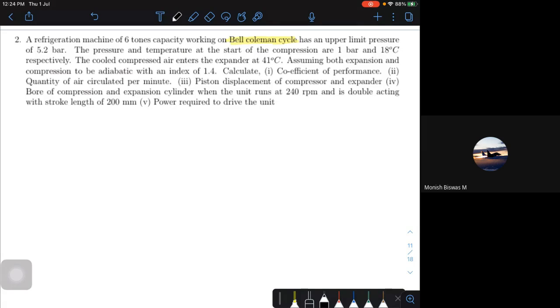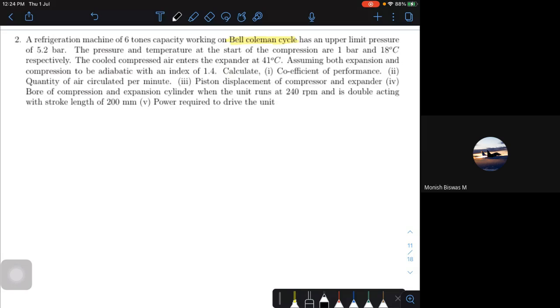A refrigeration machine of 6 tons capacity working on the Bell-Coleman cycle has an upper limit pressure of 5.2 bar, and the pressure and temperature at the start of the compression are 1 bar and 18 degrees Celsius respectively. The cooled compressed air enters the expander at 41 degrees Celsius. Assuming both expansion and compression to be adiabatic with an index of 1.4, calculate first, the coefficient of performance, also called COP.